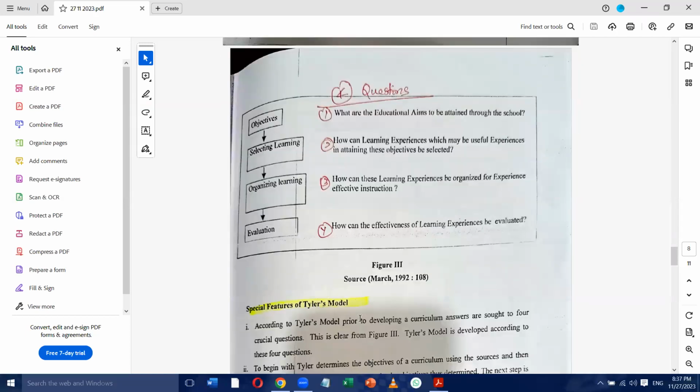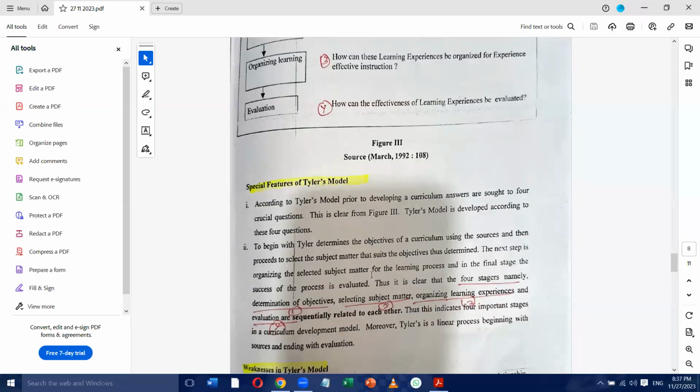Now we'll see the special features of Tyler's model. According to Tyler's model, prior to developing a curriculum, answers are sought to four crucial questions that we have already seen. This is clear from figure 3. Tyler's model is developed according to these four questions. To begin with, Tyler determines the objectives of a curriculum using the sources and then proceeds to select the subject matter that suits the objectives. The next step is organizing the selected subject matter for the learning process, and in the final stage, the success of the process is evaluated.